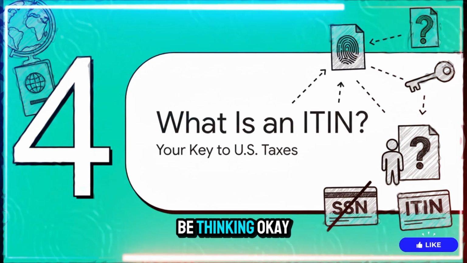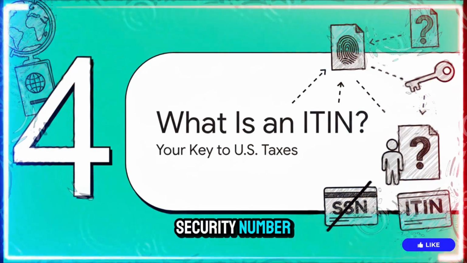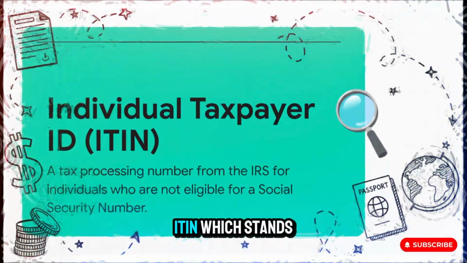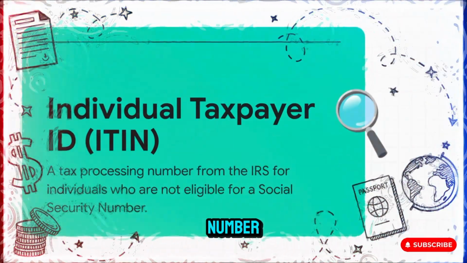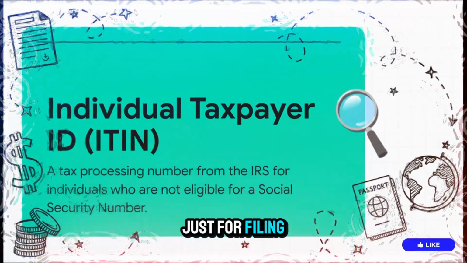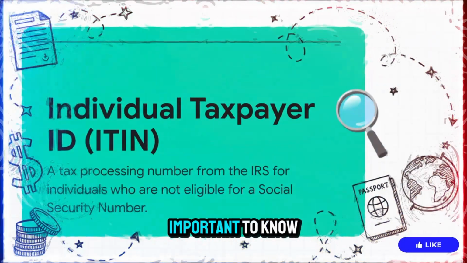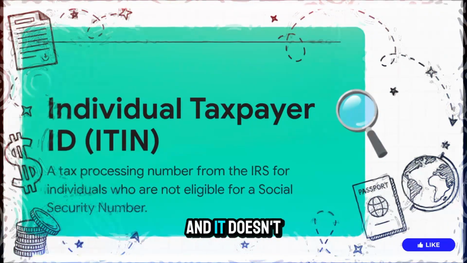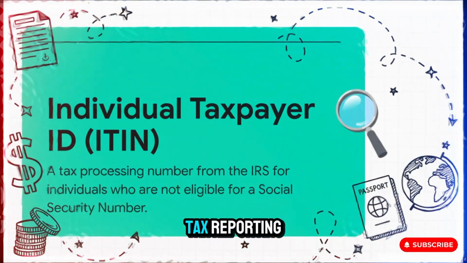So you might be thinking, okay, I get it. I have to file, but I don't have a social security number. So what do I do? That's where this comes in. It's called an ITIN, which stands for Individual Taxpayer Identification Number. It's a 9-digit number that the IRS gives you just for filing taxes. It might look like a social security number, but it's really important to know it is not one. It doesn't give you permission to work, and it doesn't make you eligible for social security benefits. It's purely for tax reporting.